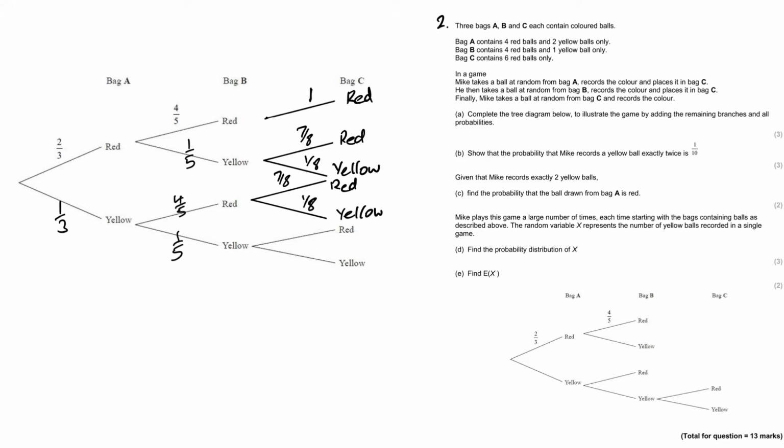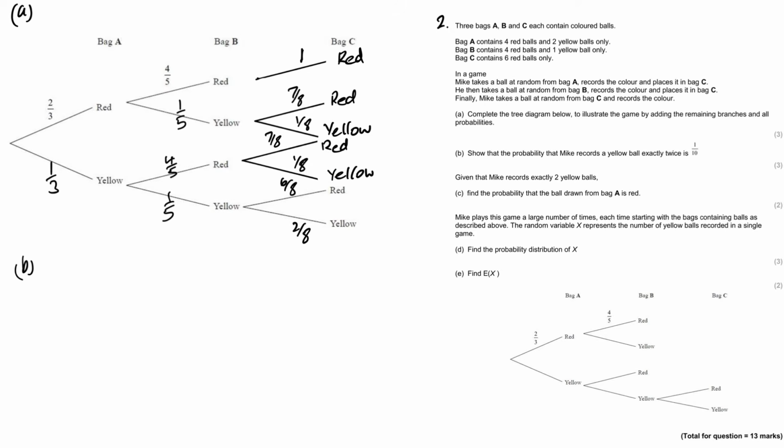So the probability will be 6 over 8 and 2 over 8, because we'll have 6 reds and 2 yellows. And that's my tree diagram drawn. Now, before I go any further, what I would say as well is that sometimes it's easier to work out the probabilities at the end of each line. So, you know, like here I've got 2/3 times 4/5 times 1, so that's 8 over 15.